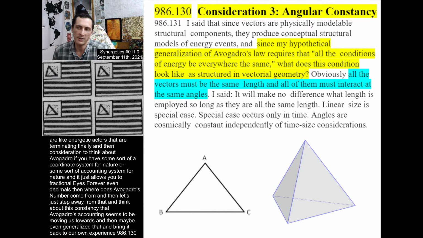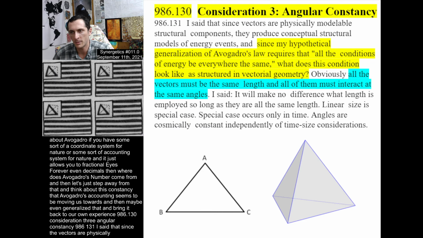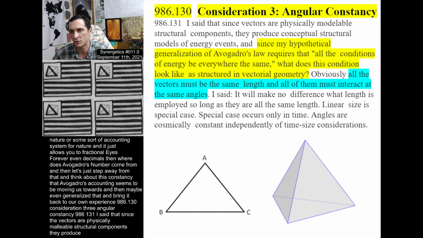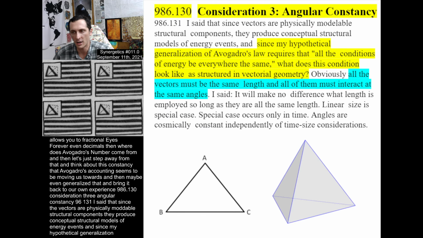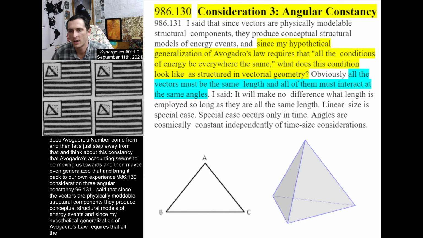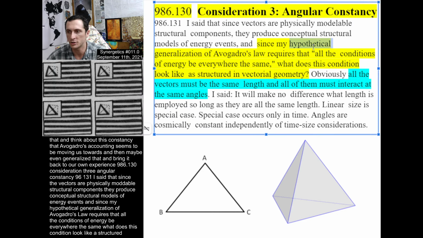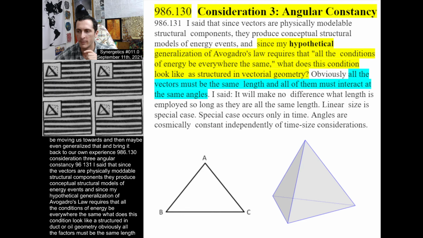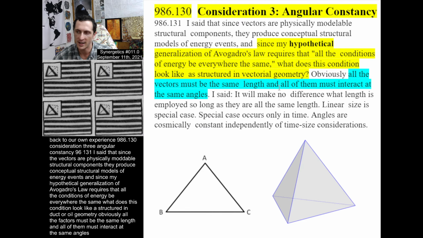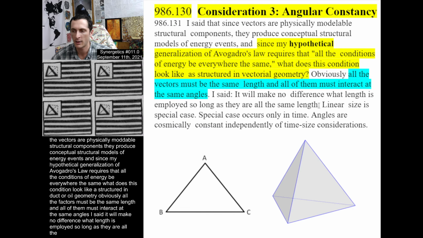986.130. Consideration 3, angular constancy. 986.131. I said that since vectors are physically modelable structural components, they produce conceptual structural models of energy events. And since my hypothetical generalization of Avogadro's law requires that all the conditions of energy be everywhere the same, what does this condition look like as structured in vectorial geometry? Obviously, all the vectors must be the same length, and all of them must interact at the same angles. I said, it will make no difference what length is employed so long as they are all the same length.